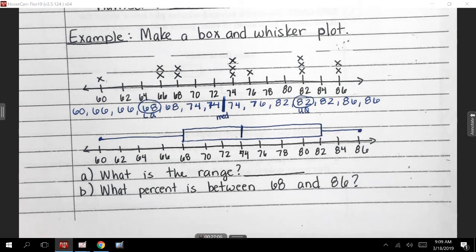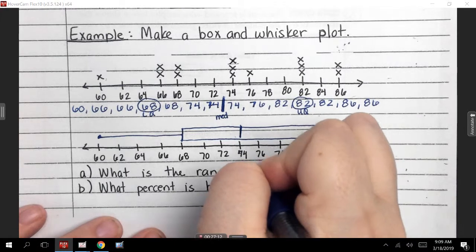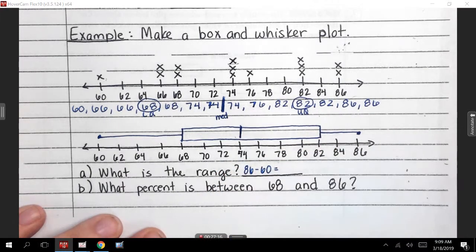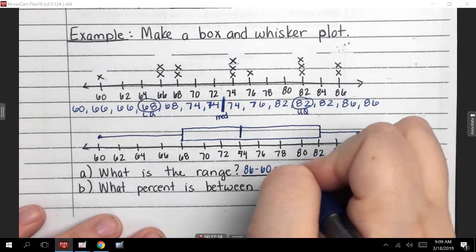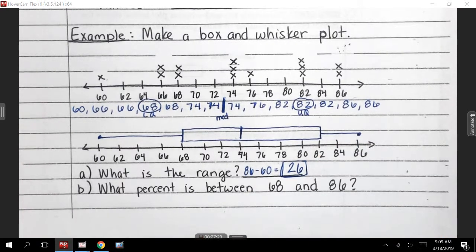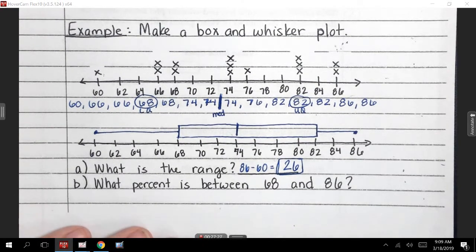All right. Letter A, let's find the range. What is the range here? Taylor? 26. So we did 86 minus the 60, and that gave us the 26. Perfect. Did I even need the box and whisker to do the range, Taylor? No. Okay. What percent is between 68 and 86?